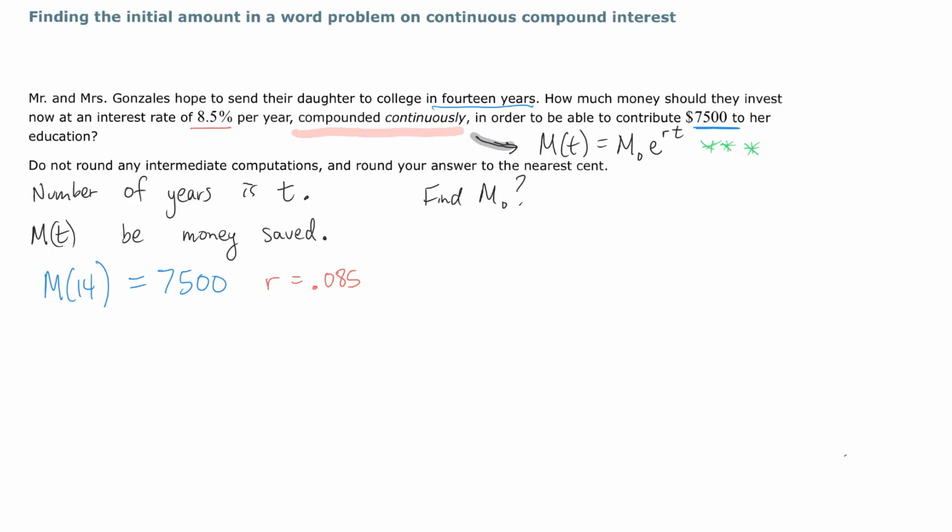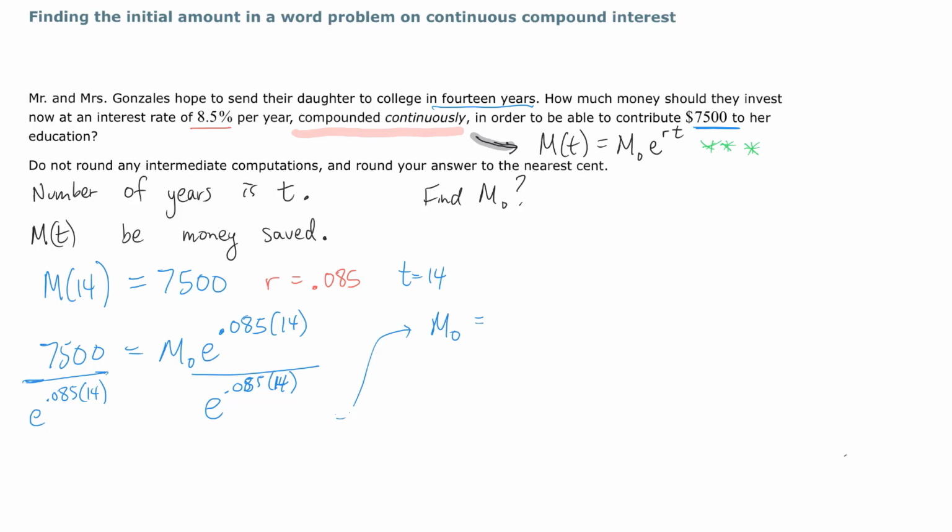Let's see what we could do. If we're substituting that into triple star, we now have 7,500 is equal to m sub naught, base e times the rate, which is 0.085, and then times t, which is 14 years. Now our goal is to solve for m naught. So we can divide by base e raised to the 0.085 times 14 on this side as well. And let's see what we get. M sub naught is equal to 2281 decimal 659, and that's enough. And then there's many decimal places after that.